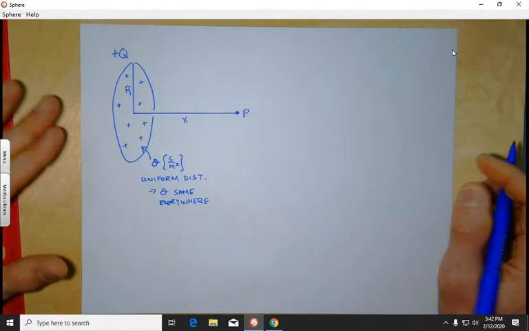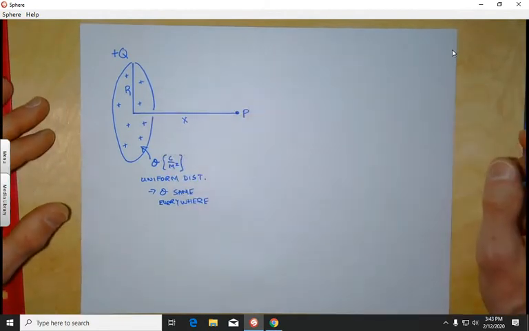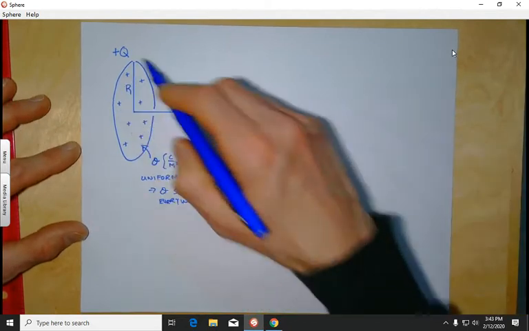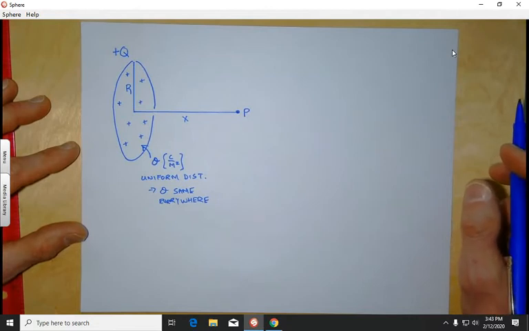And so that's important. So this disk is probably an insulator. It's a plastic or something like that. If it was a conductor, the charge wouldn't spread out evenly. The conductor would go to the edges of the disk. But we're talking clearly about an insulator here.